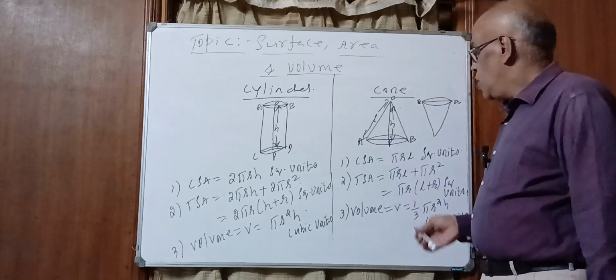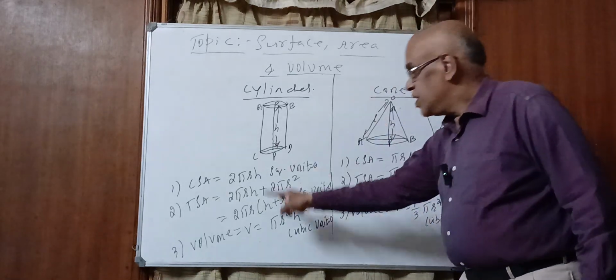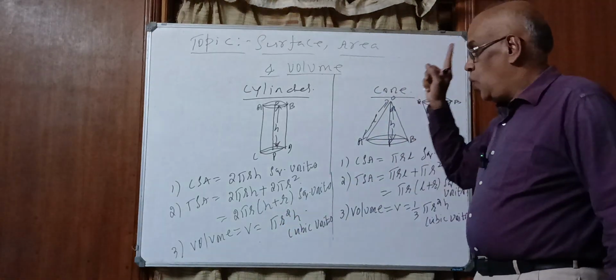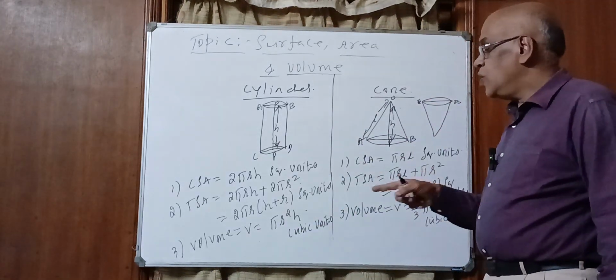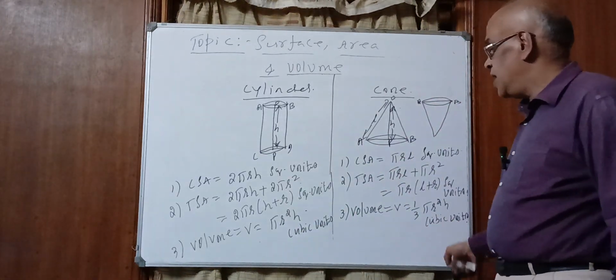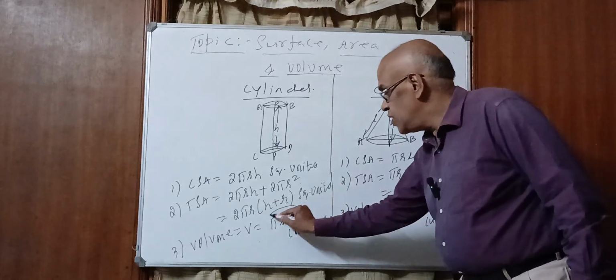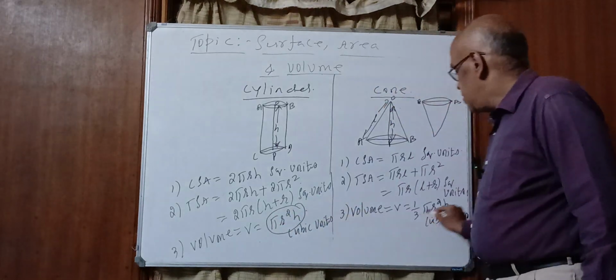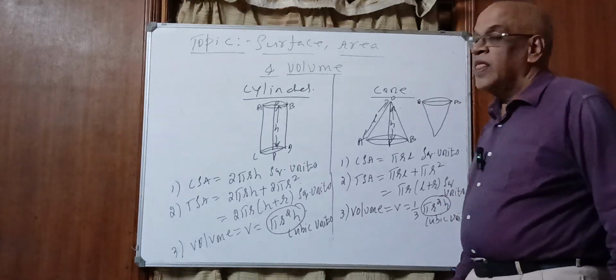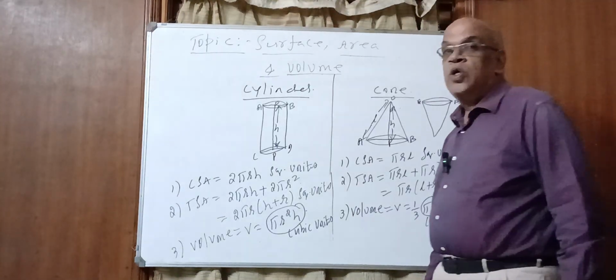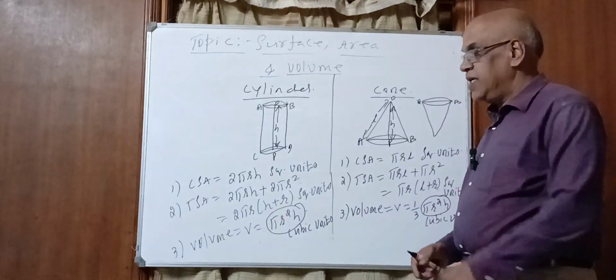What does it mean? One cylinder is equal to 3 cones. Or one cone is how much? 1/3 of the cylinder. See here, what is the volume of the cylinder? Pi r square h. What is the volume of the cone? 1/3 of pi r square h. It will come for MCQ, 2 marks and 3 marks.